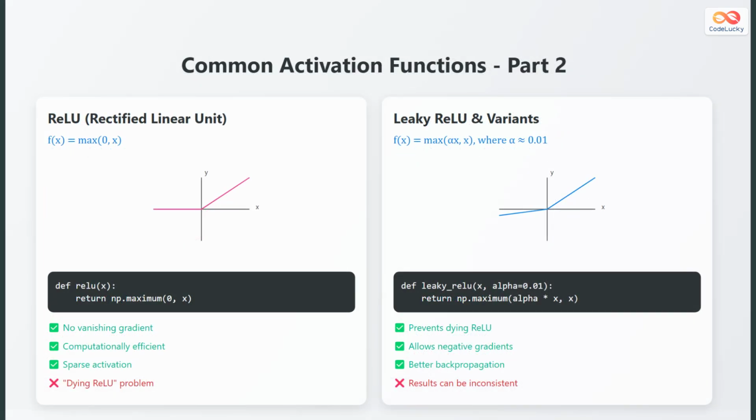Now let's talk about the next important activation function, that is ReLU, also known as rectified linear unit. It is defined as f of x equals the maximum of 0 and x. This activation function does not have the vanishing gradient problem and is computationally efficient, with sparse activation. A problem with ReLU is the dying ReLU problem. Next is leaky ReLU. It is defined as f of x equals the maximum of alpha times x and x, where alpha is approximately equal to 0.01. Leaky ReLU prevents the dying ReLU problem, allows negative gradients, and facilitates better backpropagation. However, the results can be inconsistent.